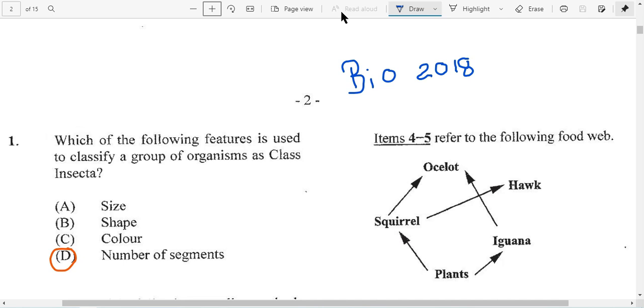We're going to be doing a review of question number 1 through to 60. You want to stay with us as we go through this paper.